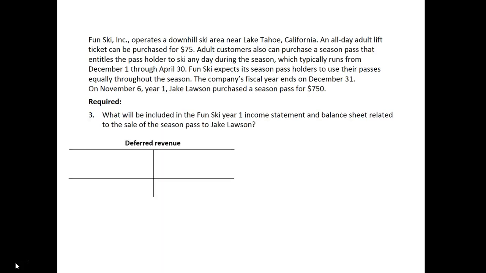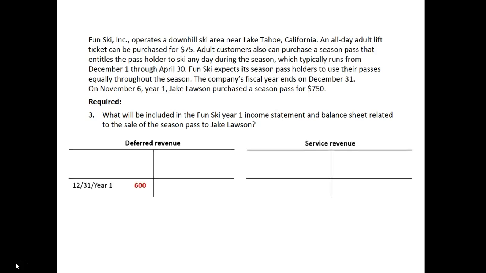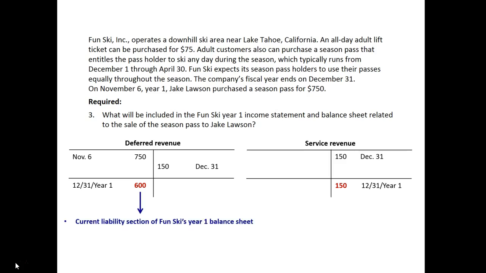What will we show in the income statement and the balance sheet? Well, in the income statement, we'll show $150 of revenue. In the balance sheet, though, we've reduced our deferred revenue to a new balance of $600 as of December 31st. This would be in the current liability section because that sacrifice is going to be consumed within the next 12 months.